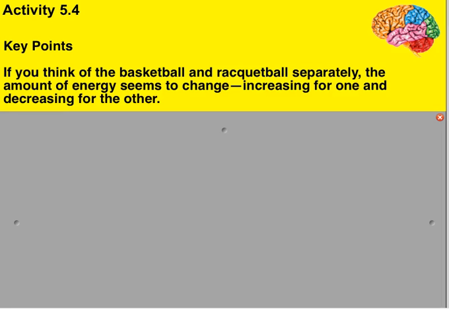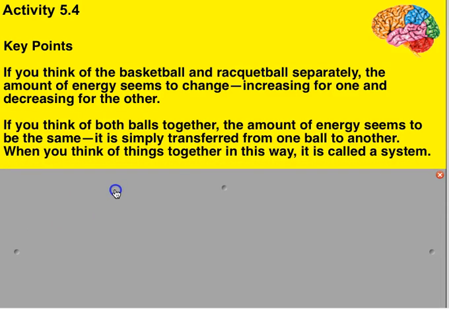All right, so now you've had a chance to work on that. Let's look at some of the key points here. Now, if you think of the basketball and the racquetball separately, the amount of energy seems to change because the basketball bounced less. The racquetball bounced more when you put one on top of the other. So increasing for one and then decreasing for the other. Now, if you think of both the basketball and the racquetballs together, the amount of energy seems to be the same. It is simply transferring energy from one ball, the basketball, to the other, the racquetball, or tennis ball if you use the tennis ball.